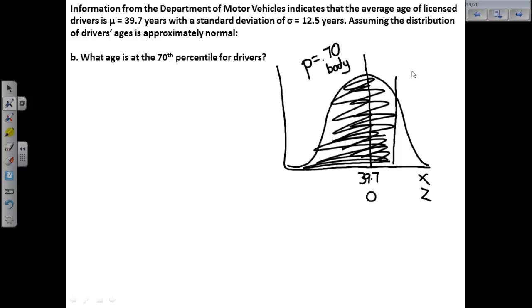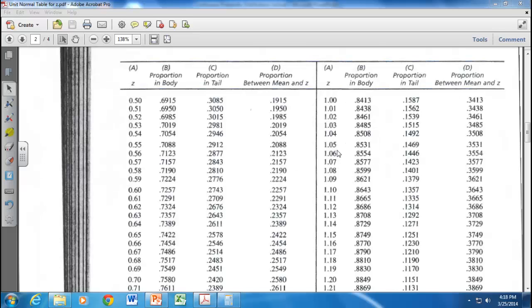So first, we need to figure out what our z-score is. So what z-score corresponds to 0.70 in the body? Now you could also find the z-score that corresponds to 0.30 in the tail. Because remember, 1 minus 0.70 will give you what's left. You're going to come up with the same exact z-score either way you go. I usually just stick with the one that's related to what's given to me. So looking for p equals 0.70 in the body.